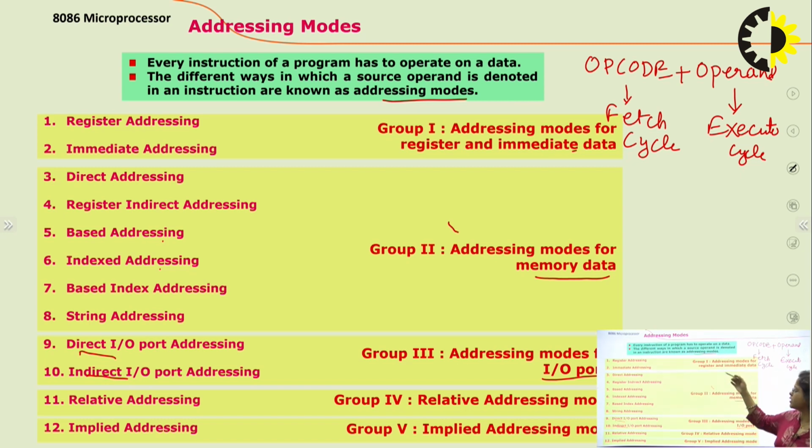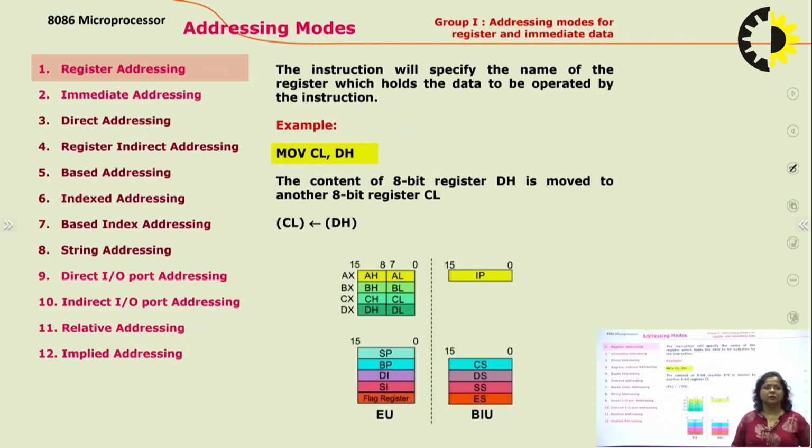In this way, the overall addressing modes are classified into 12 types, that is register, immediate, direct, register indirect, base index addressing, base index string addressing, direct IO port addressing, indirect IO port addressing, relative and implied addressing. We will start from our first group, that is register mode.